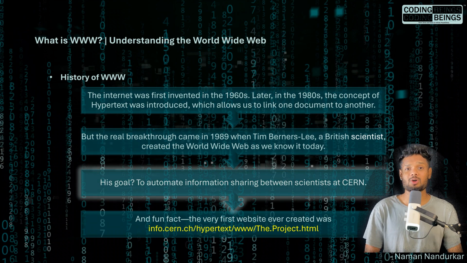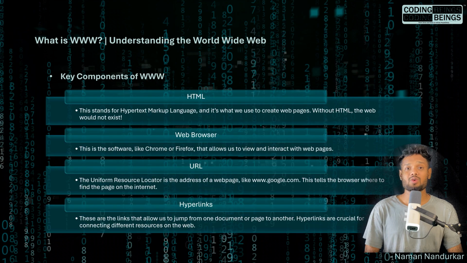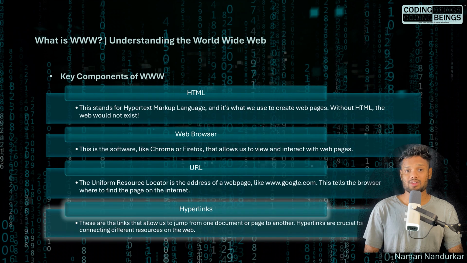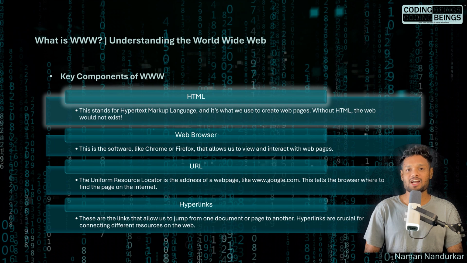Now, let's talk about the key components of World Wide Web. To understand how the web works, we need to know these four elements: HTML, web browser, URL, and hyperlink. HTML. This stands for Hypertext Markup Language, and it's what we use to create web pages. Without HTML, the web would not exist.